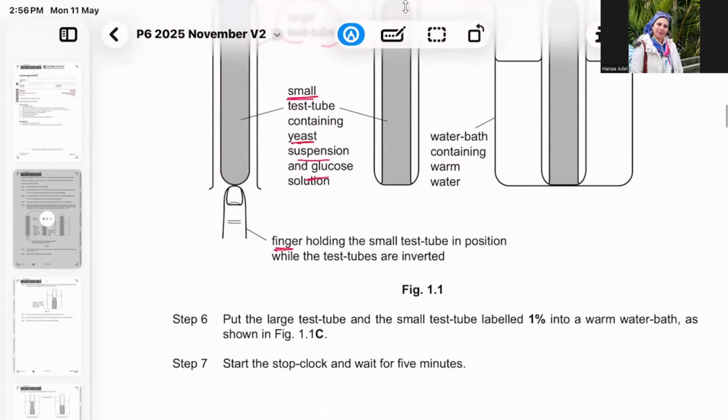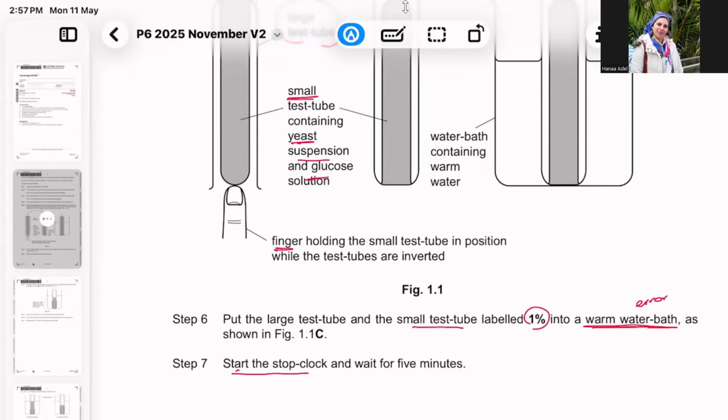Put the large test tube and small test tube labeled 1% into the warm water bath. So we have a source of error here. They didn't mention the value of the temperature of the water bath, and he didn't maintain this temperature. So how can we maintain the temperature? By using a thermostatically controlled water bath.